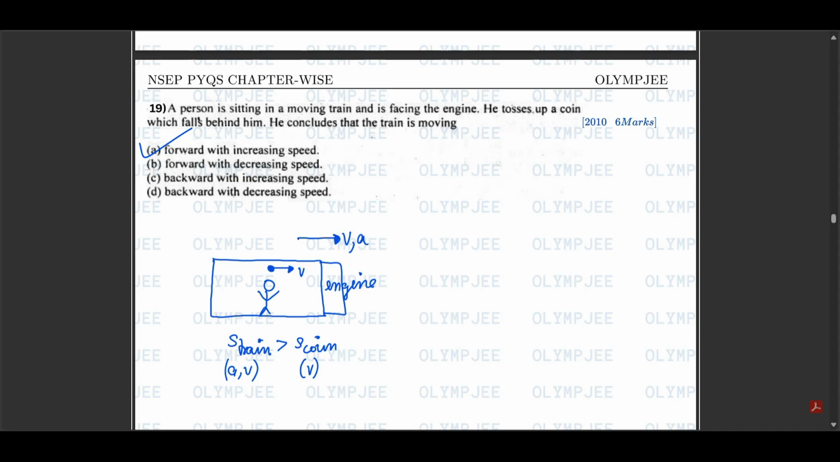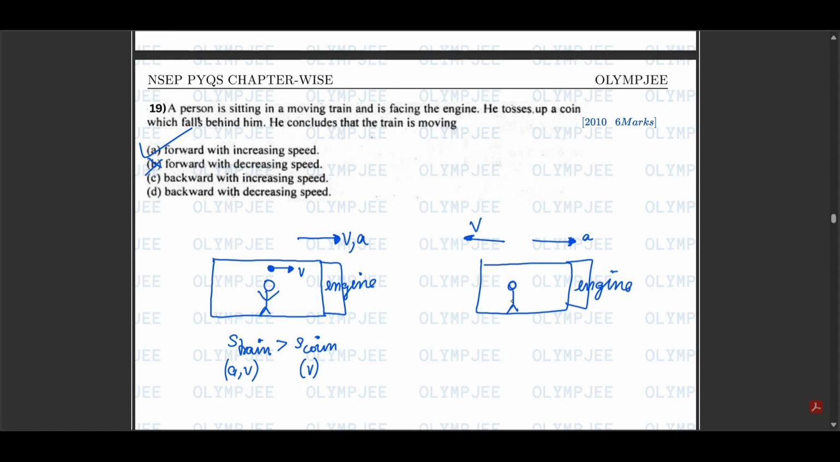And forward with decreasing speed, no, because the train will move less distance than the coin. So B is wrong. And let us see backward with some acceleration. So if the train is moving backwards with decreasing acceleration, that means that velocity will be in this direction and acceleration will be in this direction. I'm checking for option D.